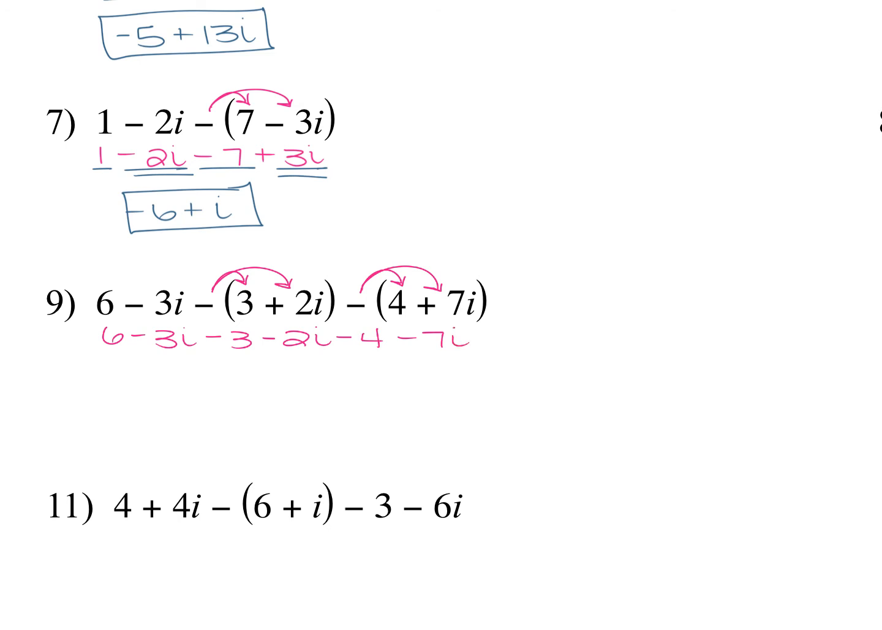So from here, we're just going to combine like terms. So 6 minus 3 minus 4. The negative 3 and the negative 4 combine to give me negative 7. 6 minus 7 is negative 1. That one you have to have because it doesn't have an i attached to it. From there, you have negative 3i, negative 2i, and negative 7i. The negative 3i minus 2i is negative 5i, minus 7i is negative 12i.